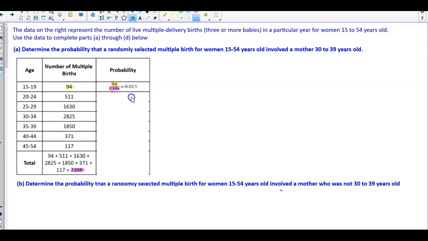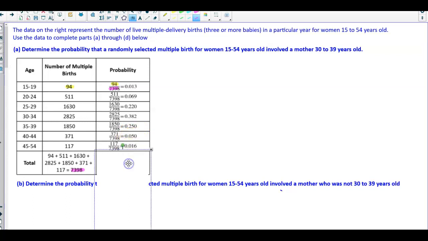So this is 0.013. The next one is 0.069, 0.220, 0.382, 0.250, 0.050, 0.016, and then when we add those all together, we should get 1. So therefore, we have to find the probability of each, making sure that we find the total.